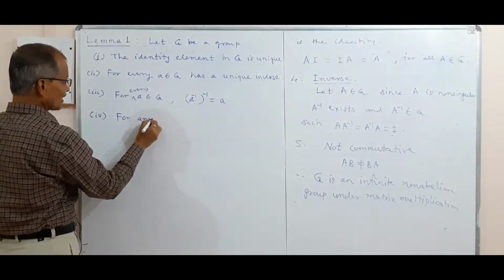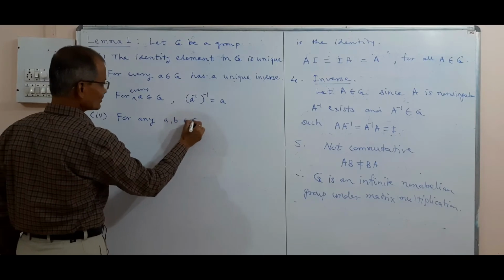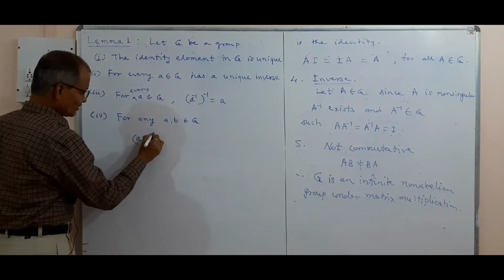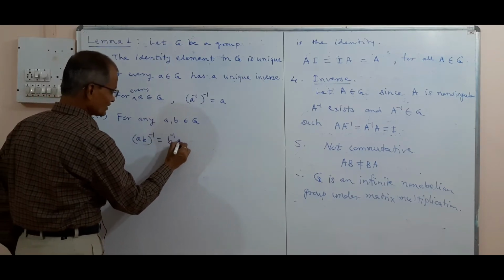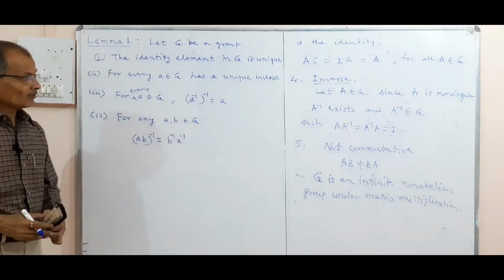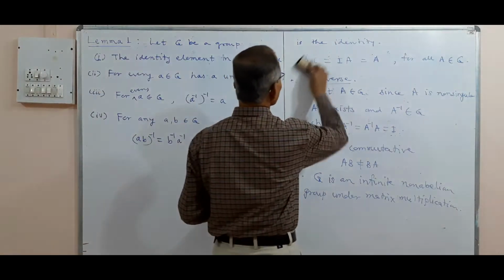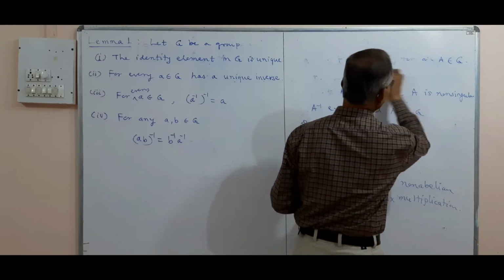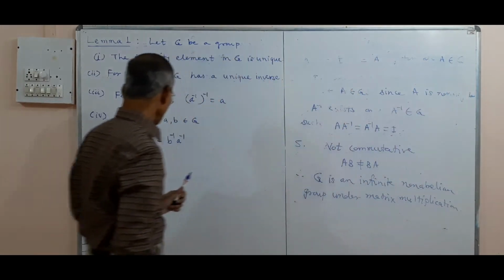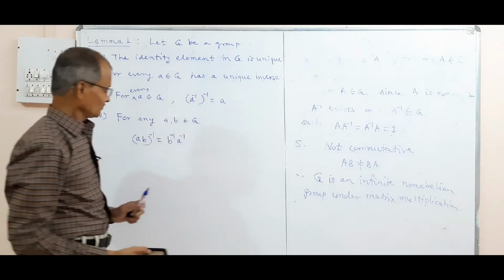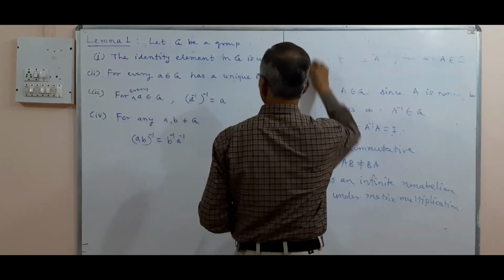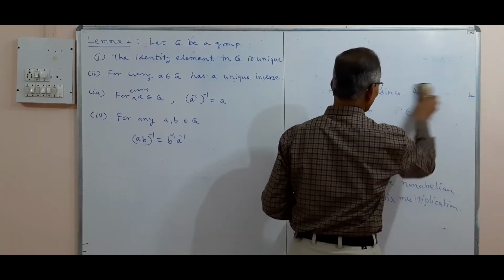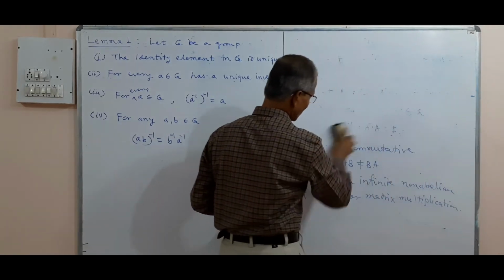Fourth, for any a, b belongs to G, the property is inverse of ab is equal to b inverse into a inverse. And one more thing is that we shall consider here as a notation. We don't write here after dot. We simply write ab. Dot is assumed. Or for time being we will write dot, and further from next result onwards we shall not write dot.